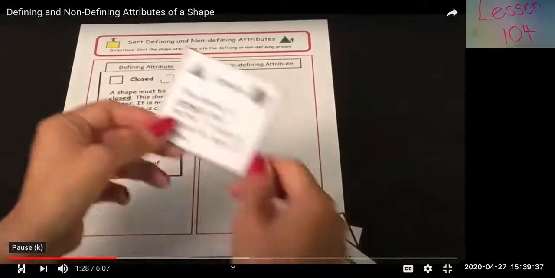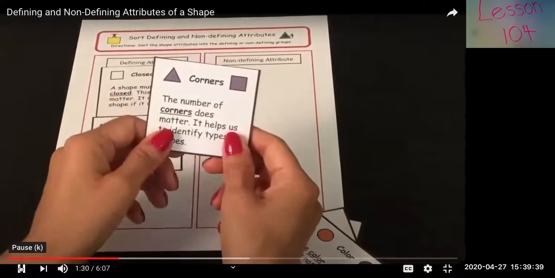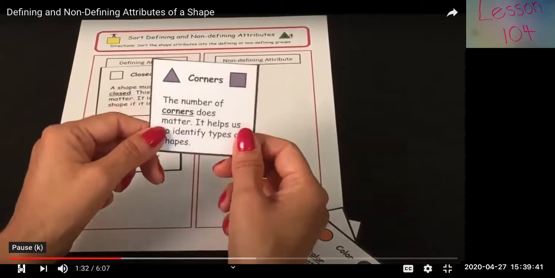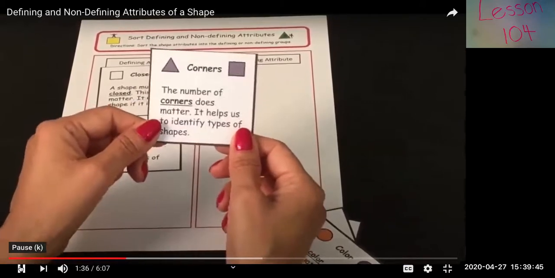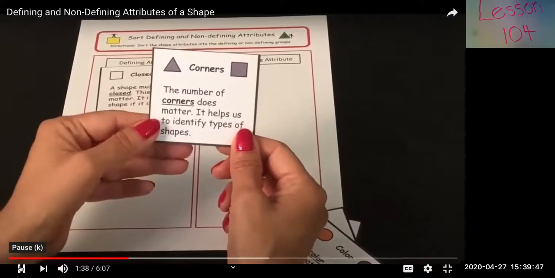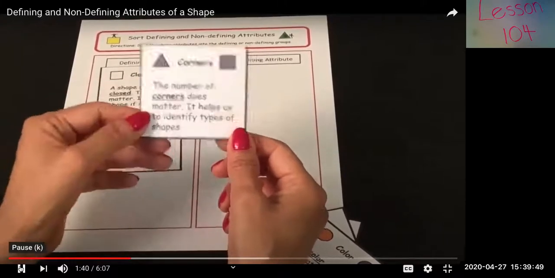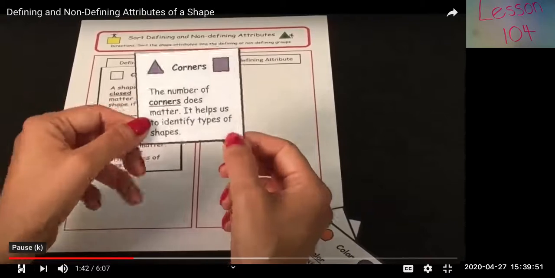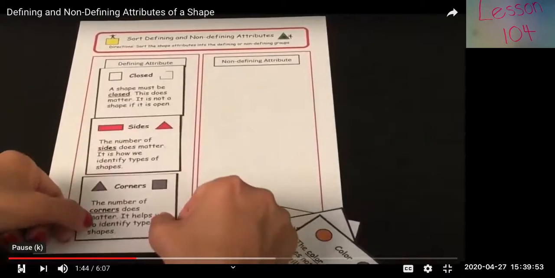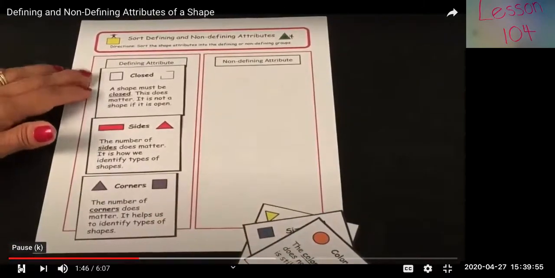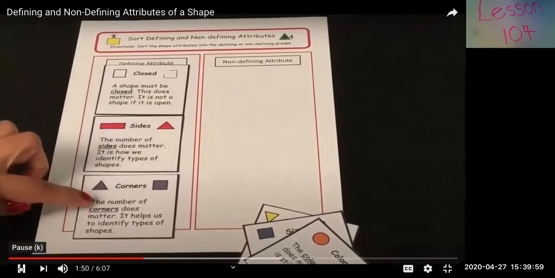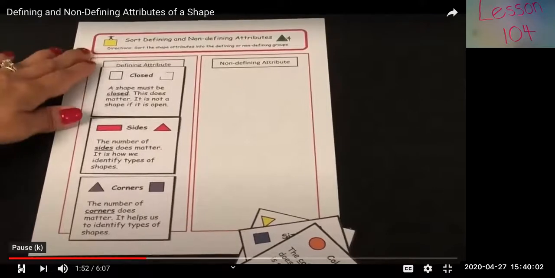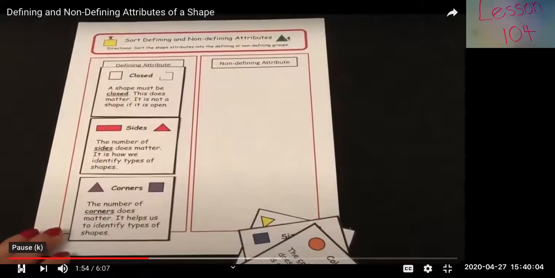And the next defining attribute is the number of corners. Like the number of sides, it matters. In order to decide whether or not it's a shape, it depends on the number of corners. Again, the number of corners helps us tell whether it's a triangle or a square or a rectangle. So corners is another defining attribute. And those are the three defining attributes. It has to be closed, it needs to have sides, and it needs to have corners. Those are attributes that matter in order for it to be called a shape.